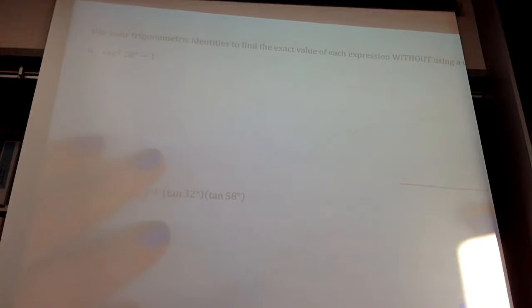6 is using your trig identities. If you do not have these memorized, you need to have these memorized. You need to make flashcards. You need to do whatever you need to do, but you need to make sure that you have these memorized. Okay, so cosecant squared 28 minus 1. It says use your trig identities to find the exact value. So that's a hint. Use your trig identities.